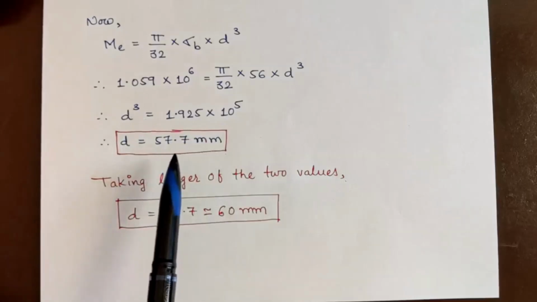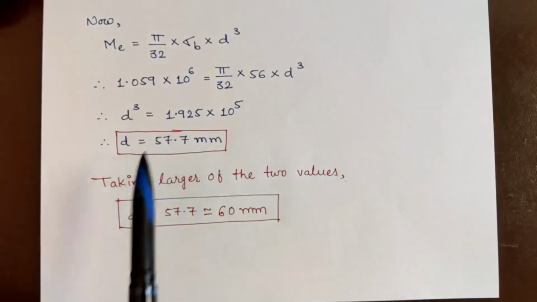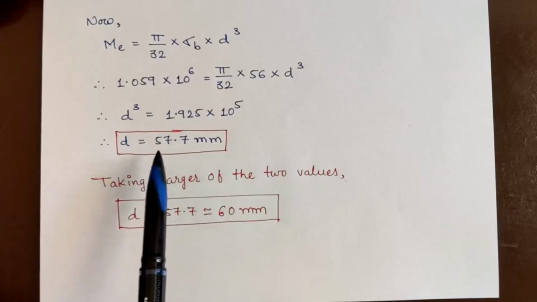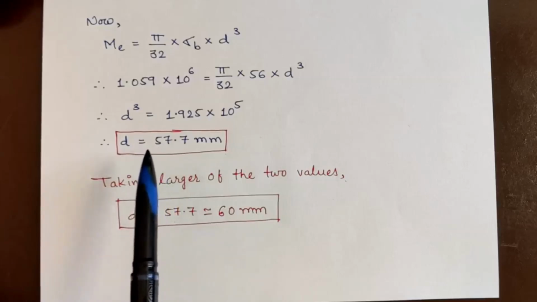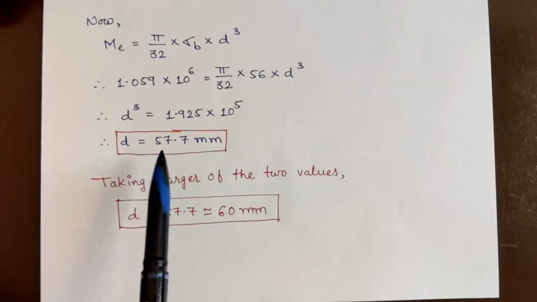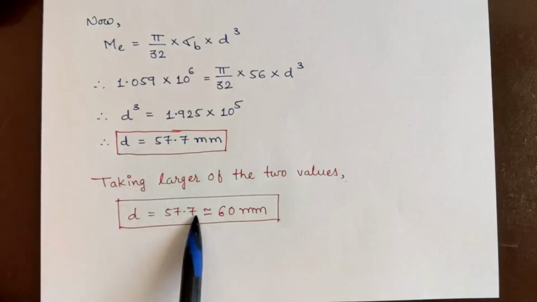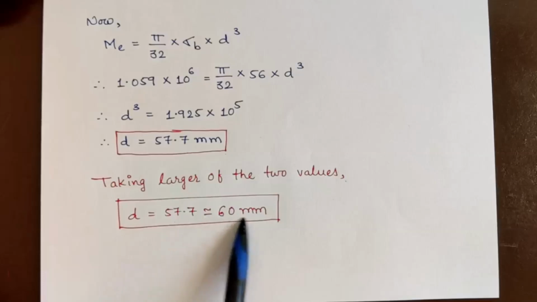So we have received two values of diameter of shaft, first by equivalent twisting moment and second by equivalent bending moment. So we have to consider the larger of the two values, and that will be d is equal to 57.7 mm. So as per the standard size, it will be 60 mm.